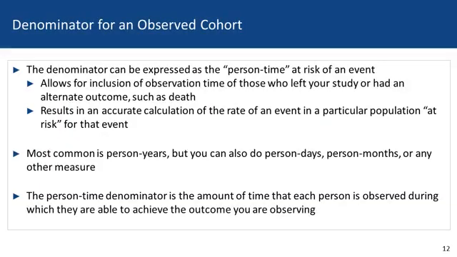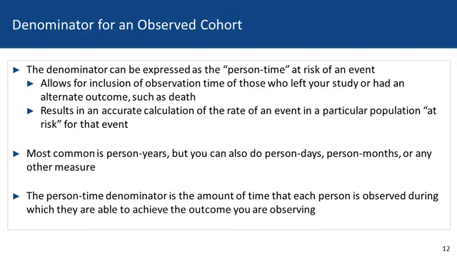Calculating a denominator in this specific way can be expressed as the person time at risk of a particular event, and this event can be negative, such as a disease occurrence, but also can be positive, such as our example of high school graduation. But this method allows for inclusion of observation time of those who left your study or had an alternate outcome such as death, which would preclude their ability to graduate from high school or be observed through the year 2018 without obtaining their high school diploma.